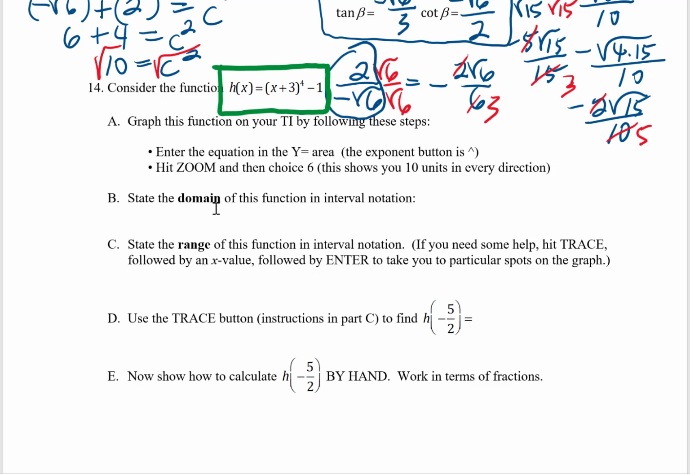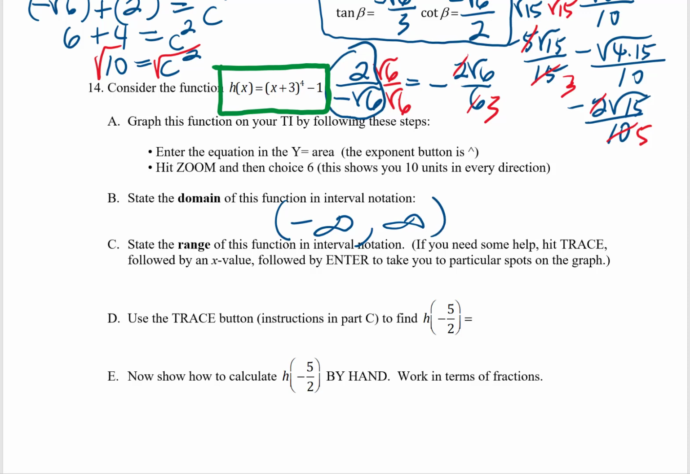Part B says state the domain. Again, domain just means a list of every x you could ever stick into this thing. Well, you can add 3 to anything. You can raise anything to the 4th power. You can always subtract 1. There's no restrictions here. There's no problem you would ever have. So the domain is simply all real numbers. In interval notation, we write negative infinity to infinity.